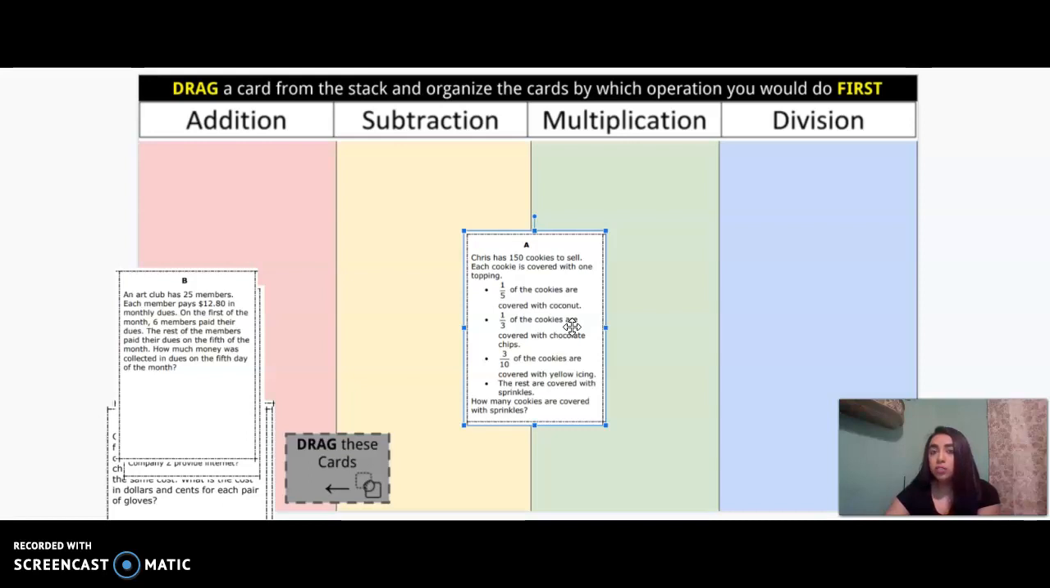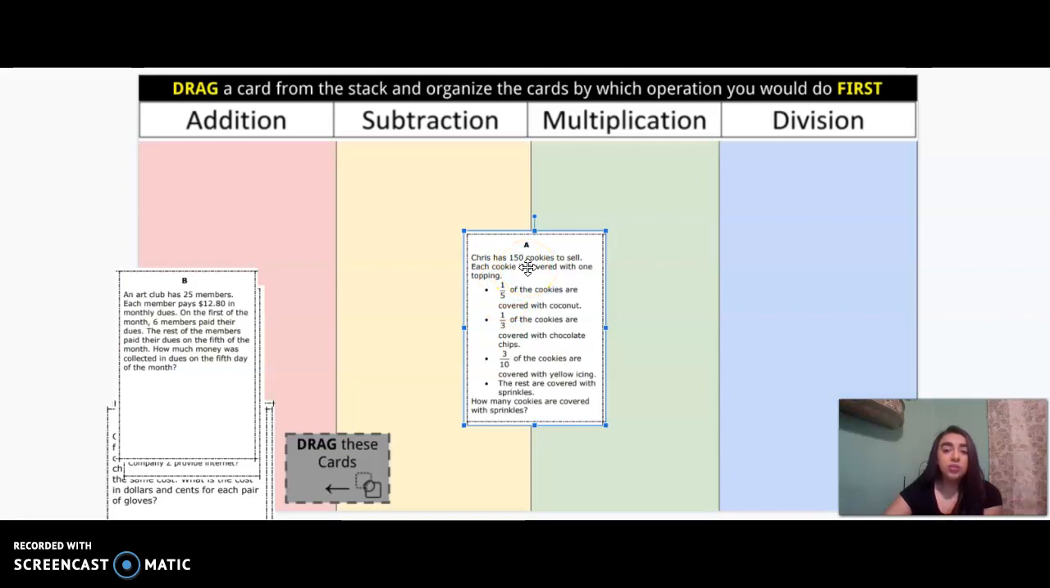So you will need to do a couple operations for this, guys. But me personally, I would have to figure out how many cookies are covered with coconut and chocolate chips and yellow icing before I can even figure out how many cookies are left over to be covered with sprinkles. So I would need to find, okay, what is 1/5 of 150?